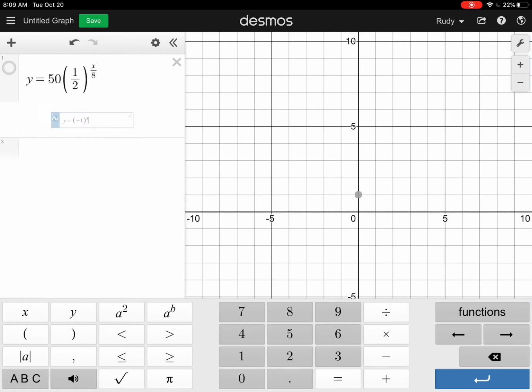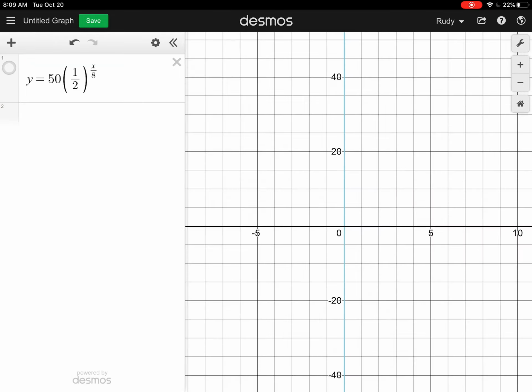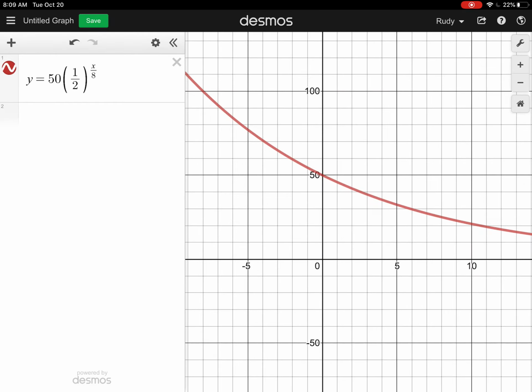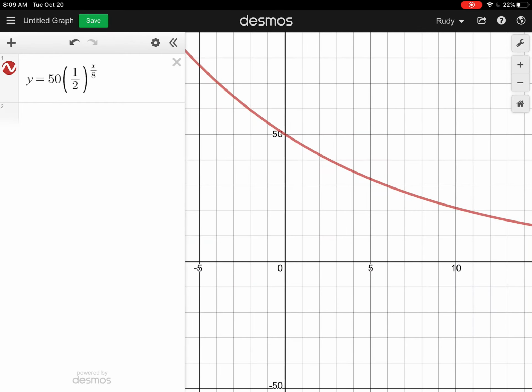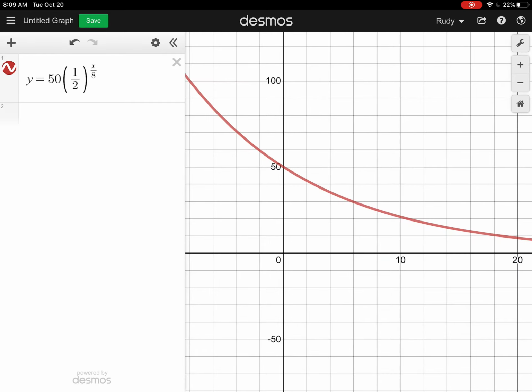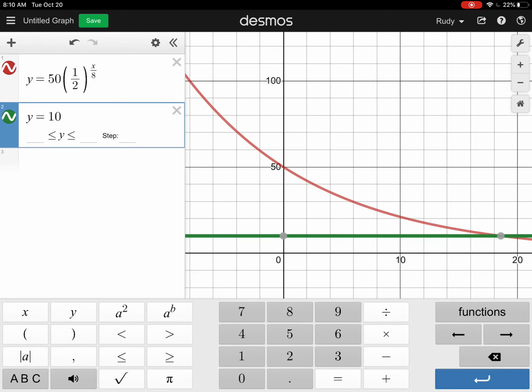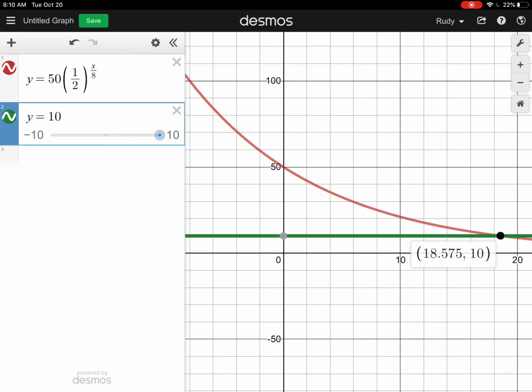So let me close this. What I first have up here is the equation for the half-life, where y is mass, x is time. And if I adjust my scales now, notice I'm compressed. Oh, let me turn that on. That helps. There we go. Compress my y scale. And there's a nice graph of how this sample is decaying. I now want to see how long it takes to get to 10, and so I just want to graph one more equation where y equals 10. And right there is my solution. So it'll take a 50-gram sample about 18.5 days to get to 10 grams.